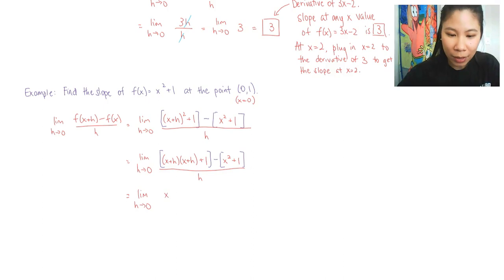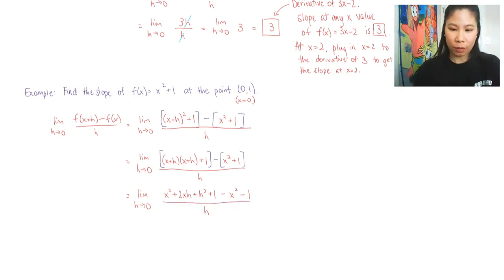So that'll get me x squared plus 2xh plus h squared plus 1. And then I'm going to distribute that negative to get minus x squared minus 1. Okay, so from here, we were saying before, stuff should cancel. So I see an x squared and a minus x squared, and then a plus 1 and a minus 1. Nice, stuff canceled out like it was supposed to.